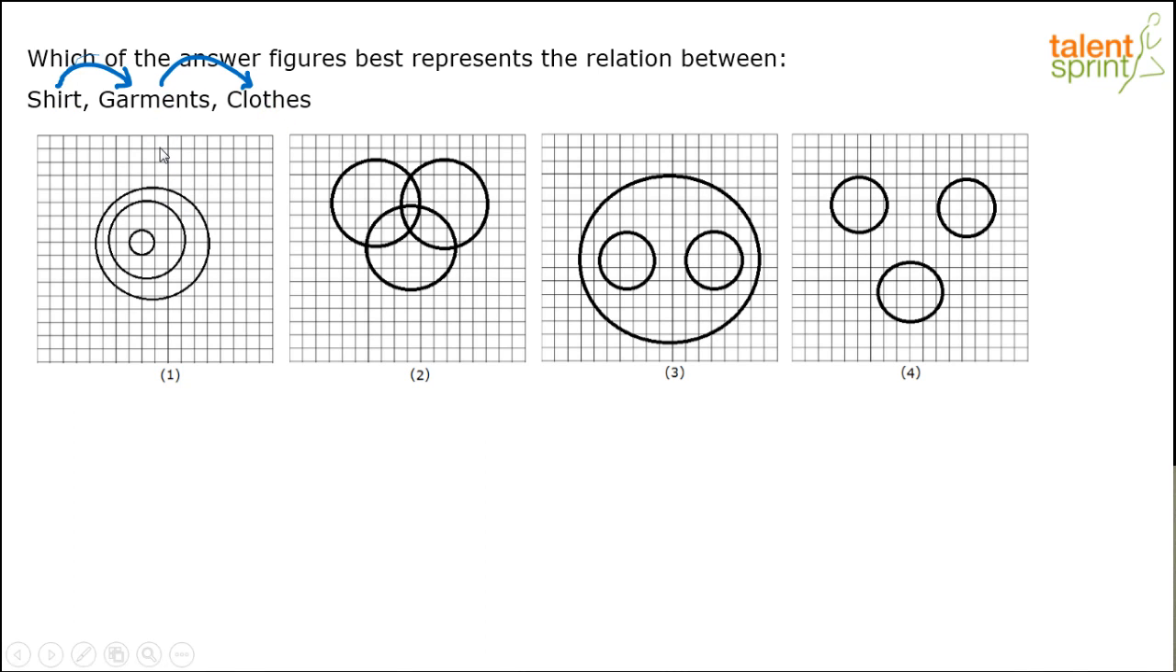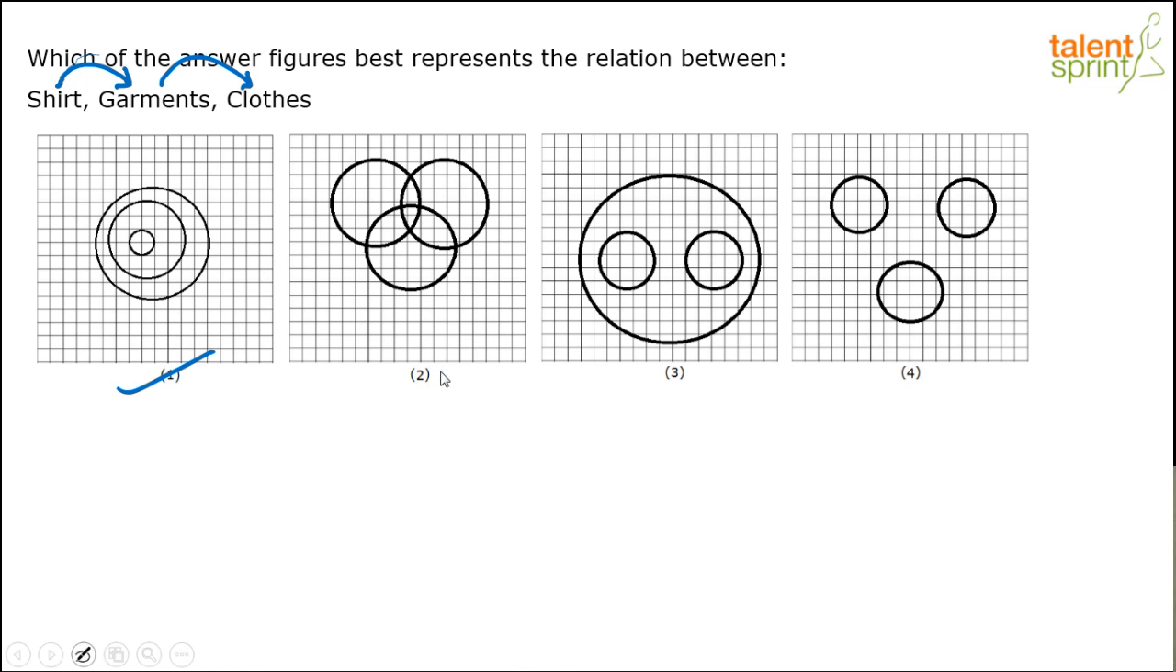Say, for example, a piece of cloth which is used for cleaning is also in that category. But is it a garment? No. Garments is what we wear, right? A dusting cloth is not a garment, but it is a part of clothes. So the point is, all the garments are clothes. All the shirts are garments, but not all the garments are shirts. Similarly, all the garments are clothes, but not all the clothes are garments. So shirt is a subset of garments and garments is a subset of clothes. So option 1 has to be the answer, undoubtedly, right?